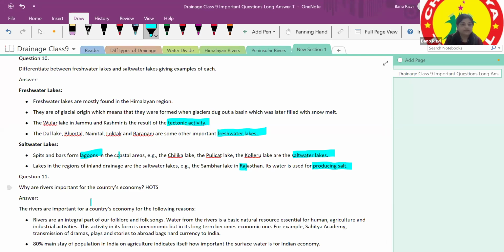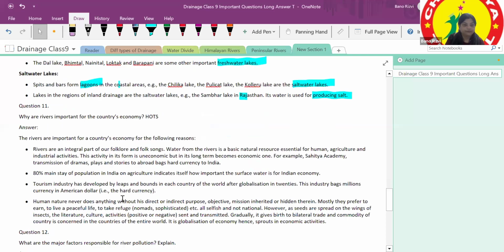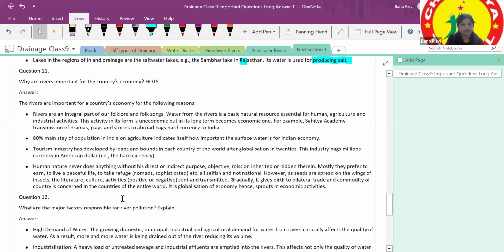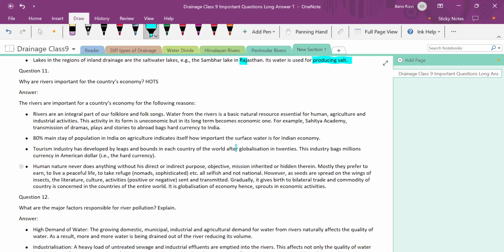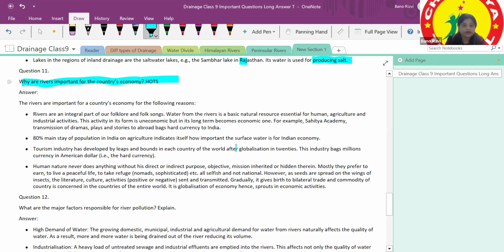Why are the rivers important for the country's economy? This is an important question because it is often asked. Somebody read the answer for me. Jitendra? Yes, ma'am. Why are rivers important for the country's economy?